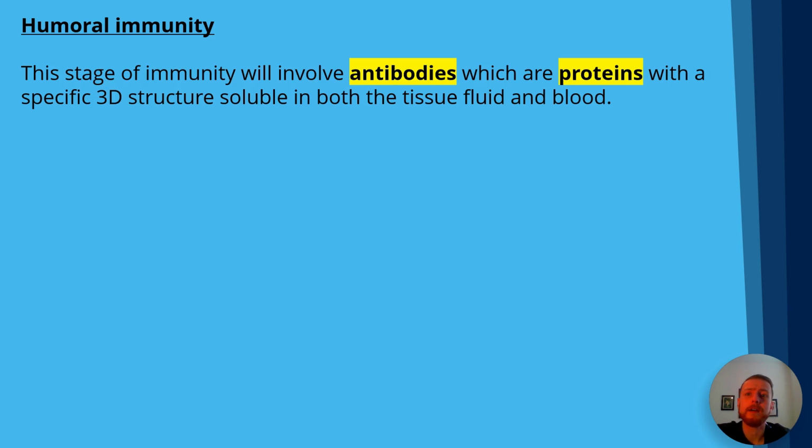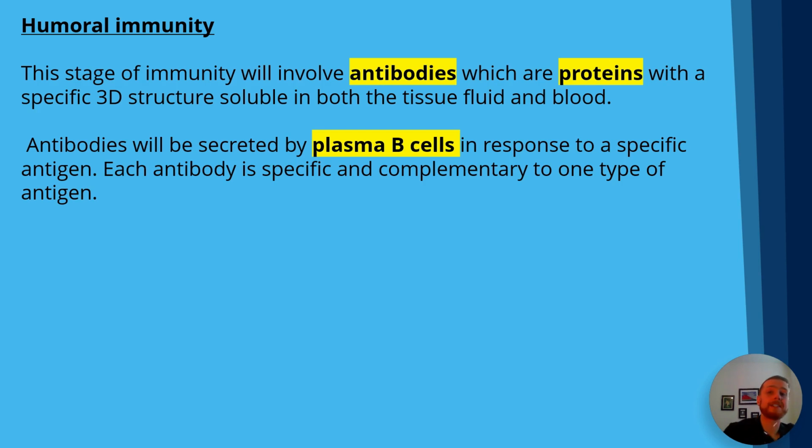Humoral immunity is a stage of immunity that involves antibodies, which are proteins with a specific 3D structure that are soluble in both the tissue fluid and the blood, and you need to know all about antibodies for AQA A-level biology. Now, antibodies will be secreted by plasma B cells in response to a specific antigen. Each antibody is specific and complementary to one type of antigen.